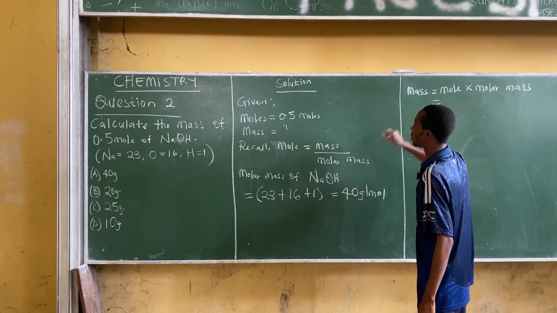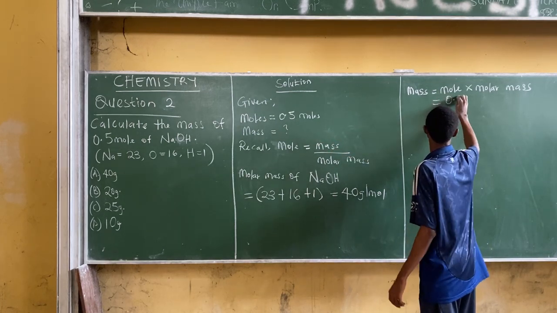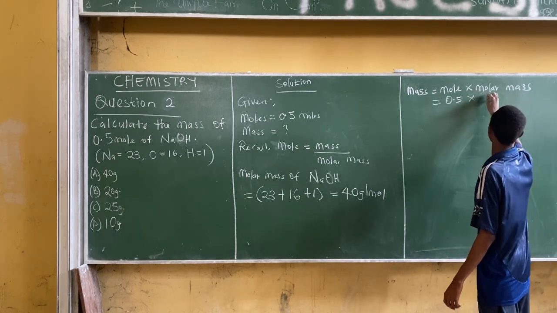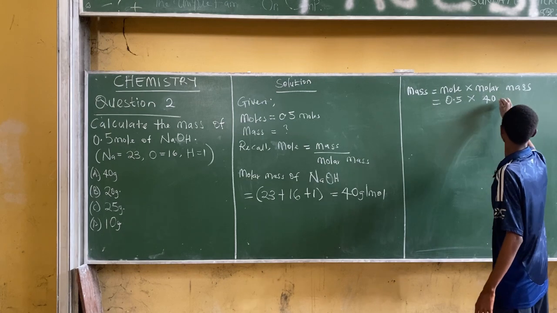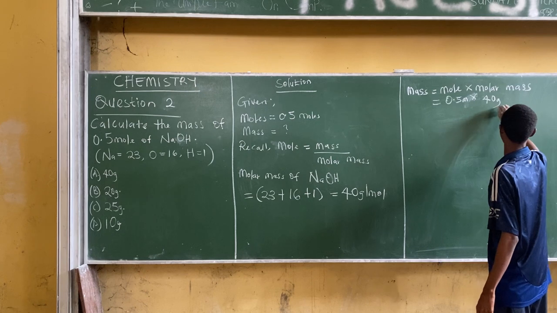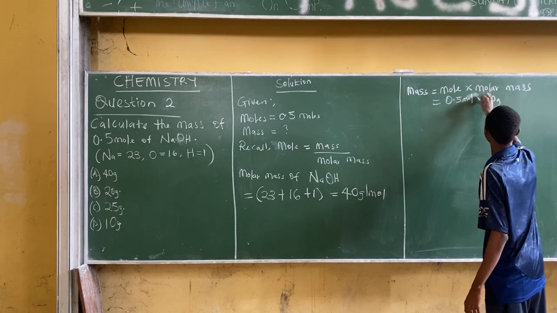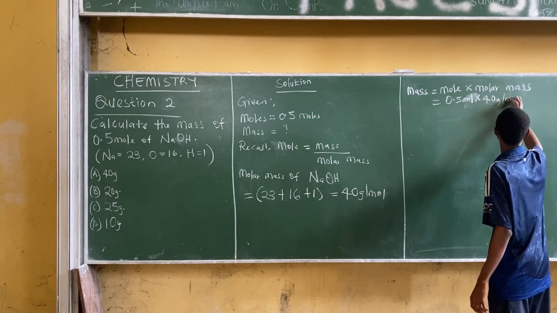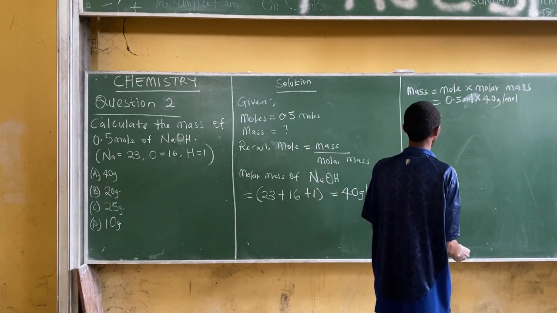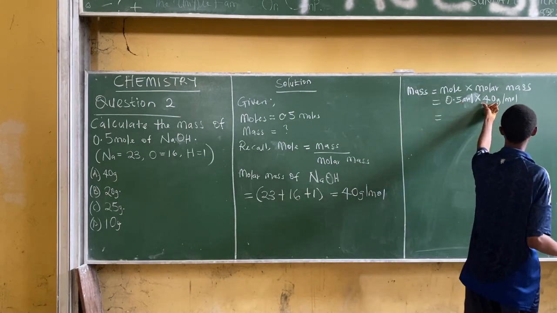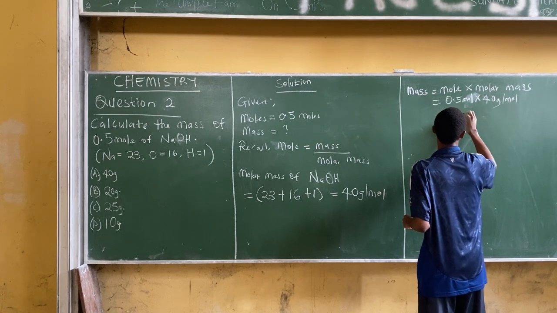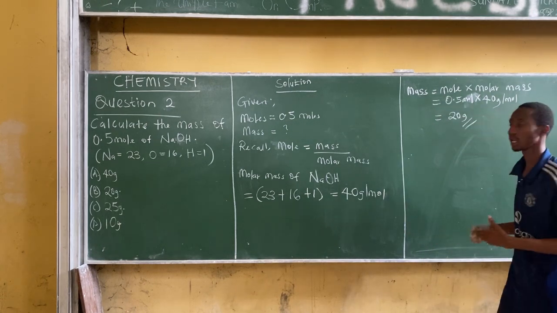This is equal to, the mole is what? 0.5 times the molar mass. The molar mass is what? 40 grams. Don't forget, this is mole. Times 40 grams per mole. This will give us what? 0.5 times 40 will give us what? 20. So you have 20 grams. This is our final answer.